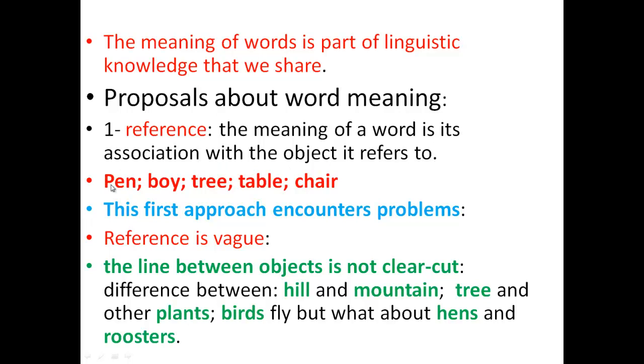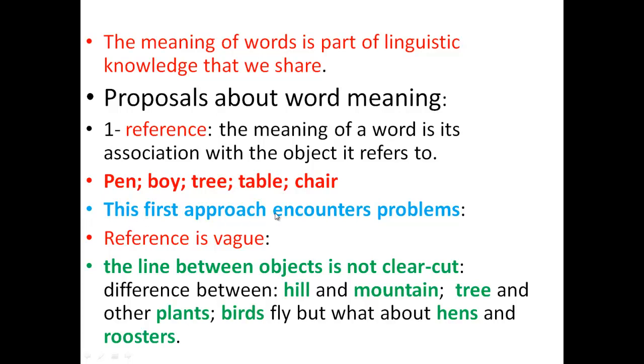For example, when I want to use the word pen, I know that it refers to a certain device, object, by means of which I write. The word boy, I know that I am referring to a particular human being. A tree, same thing here, table, chair. So here there is this one-to-one correspondence between a word and the object that it refers to in the outside world. This is the main point behind this referential theory or reference.